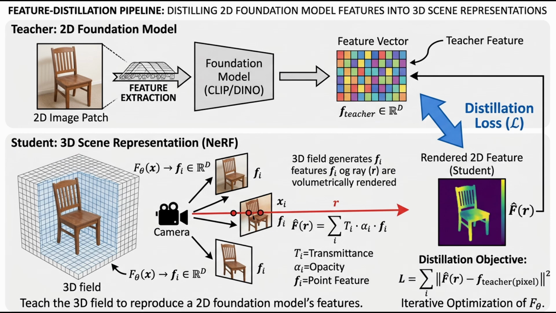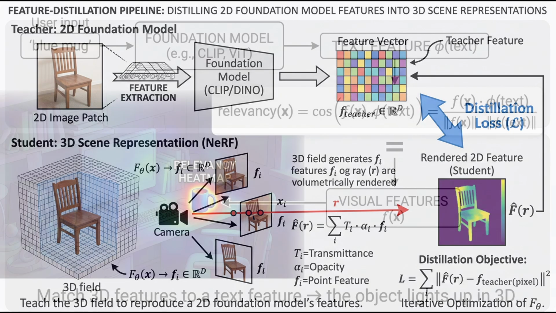We augment our field, whether it's a NeRF or a set of Gaussians, so that in addition to color and density, each point also carries a high-dimensional feature vector. Then we render those features into 2D, exactly the way we render color, march the ray, accumulate the feature. And we train the 3D features to match what the 2D foundation model reports for each pixel. That's called feature distillation. The 2D model is the teacher, and the 3D field learns to reproduce its features in a spatially consistent, multi-view way.